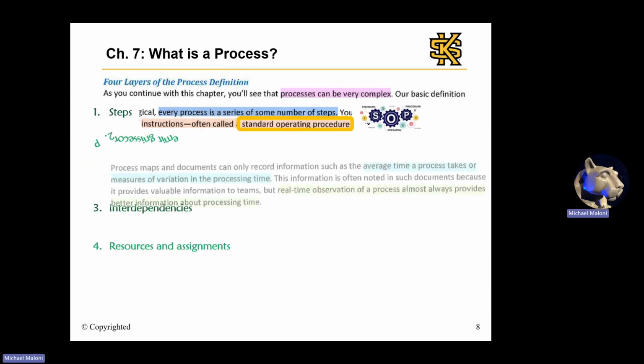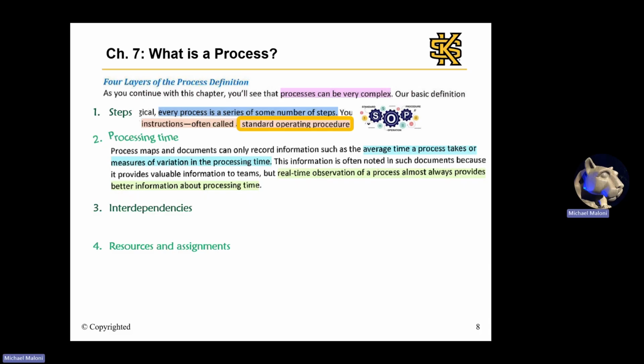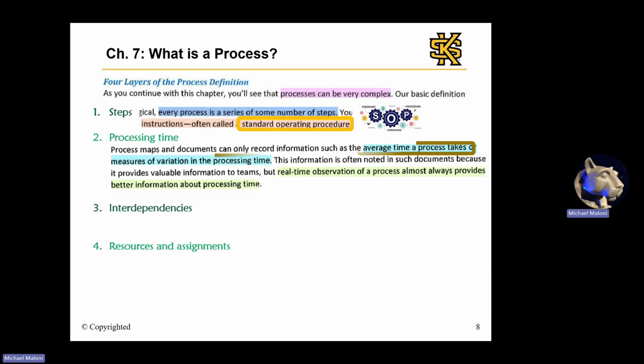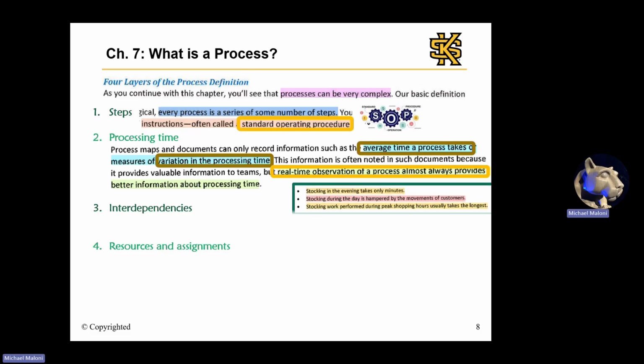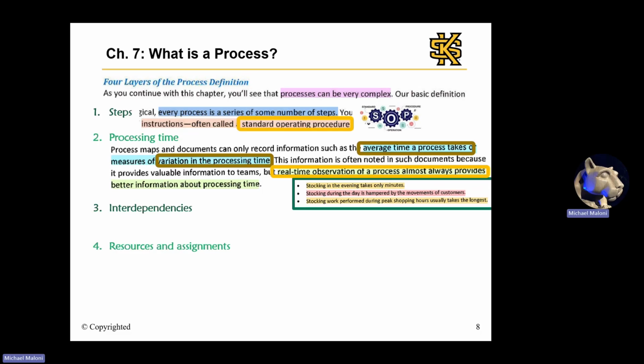Number two is processing time. It's important to measure both the average and variability of the time needed to complete a process. And real-time observation, such as watching the process with a stopwatch, is often the best way to understand true processing time. And this can also help identify the key drivers of time that might need to be addressed to improve the process.